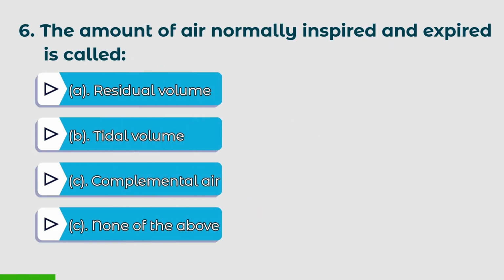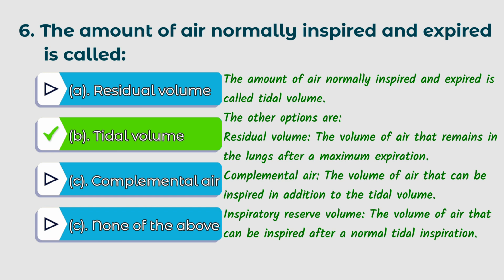Sixth question. The amount of air normally inspired and expired is called: Options: A. Residual volume, B. Tidal volume, C. Complemental air, D. None of the above. The right answer is B. Tidal volume. The amount of air normally inspired and expired is called tidal volume.